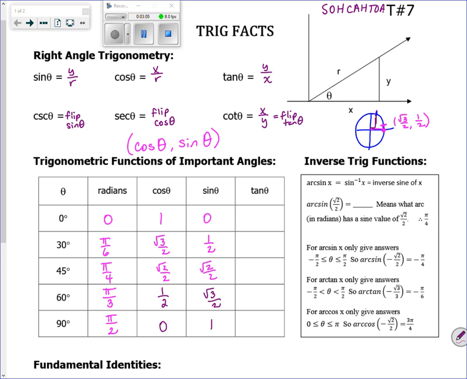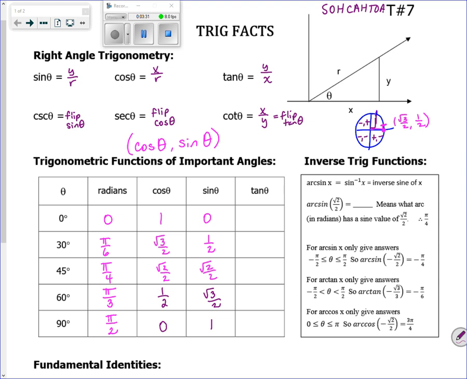Now, I could go around the whole unit circle. I'm obviously not going to write all of them down. When I go into other quadrants, I just have to remember positives and negatives. If I'm in quadrant 2, it should make sense that the x is negative and the y is positive. So cosines will be negative, sines will be positive. Quadrant 3, I'll have negative, negative. And in quadrant 4, I have positive, negative.